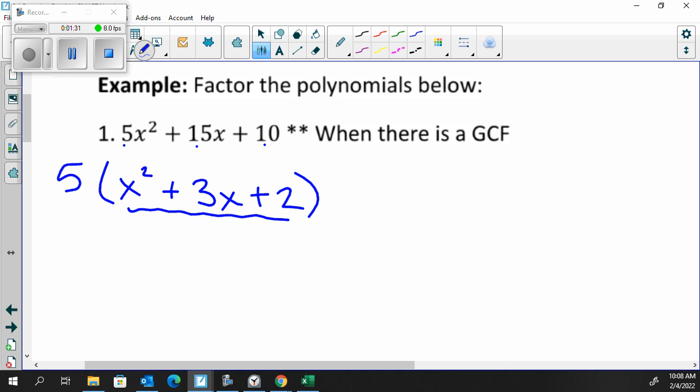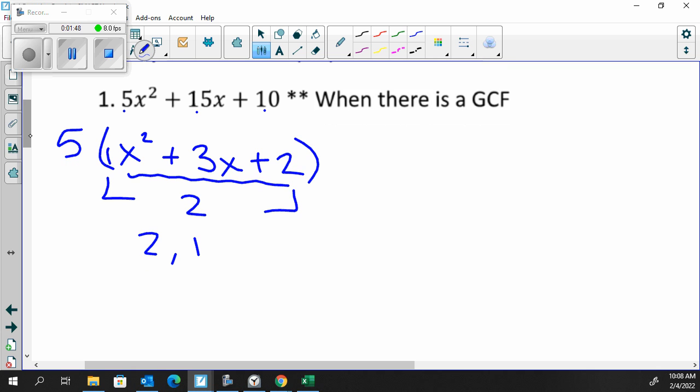Because what is the a value of this thing? It's 1. So now I'm just going to factor it like normal. 1 times 2 is 2. I need two numbers that multiply to 2 and add to 3. 1 and 2. Oh my gosh. And remember, if the leading coefficient is 1, what can you do? Just take the two numbers. Nothing's happened to the 5 yet, so it's just going to stay in front. That's all it's going to do.